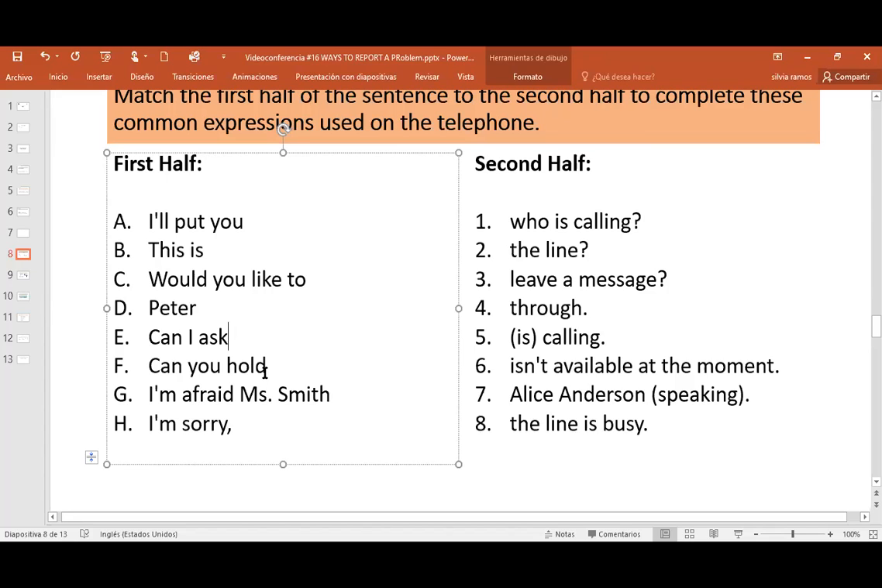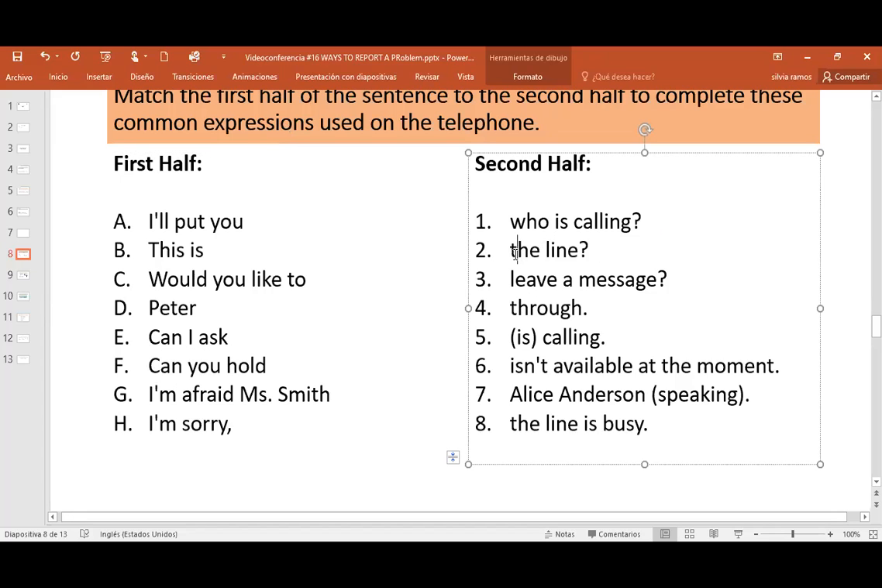Can you hold the line? Esa es la peor, pero bueno. Can you hold the line? Cuando lo ponen a una espera. A waiting time. Waiting time. When you call Claro, for example, right? They say, can you please wait on the line? So you, pasan 20 minutos y yo esperando. Right. Can you hold the line? ¿Puedes esperar en la línea?